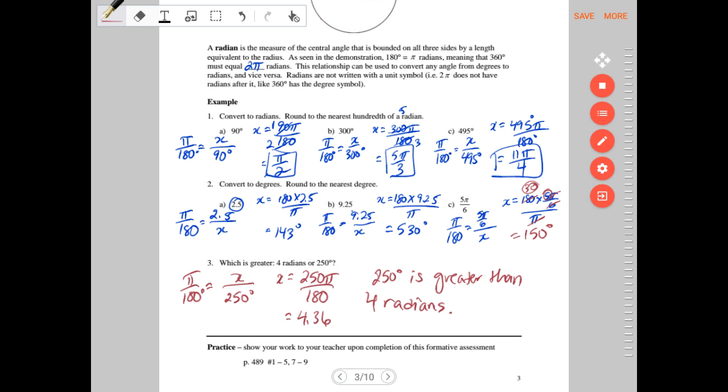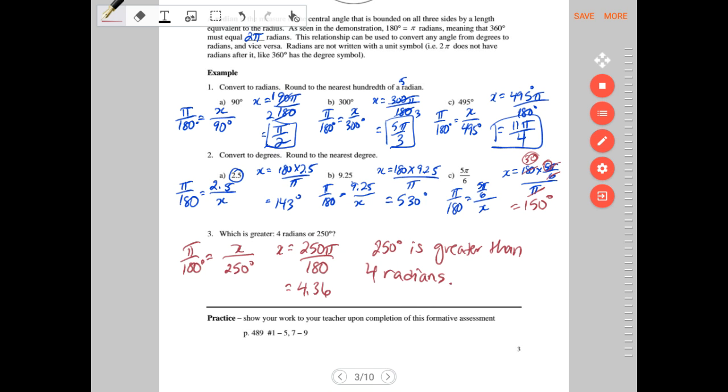Okay, so for the practice problems on page 489, you're going to be using this ratio, that pi and 180 are equivalent, to convert things back and forth from degrees into radians. Make sure you show your teacher when you're finished.